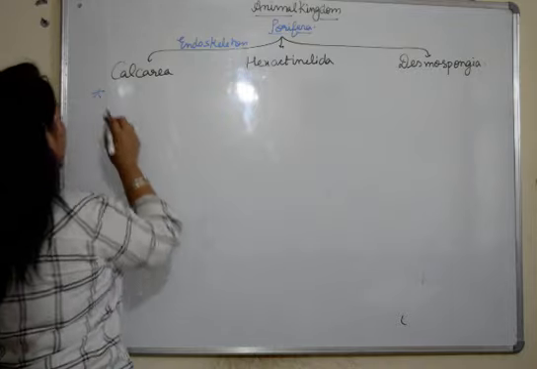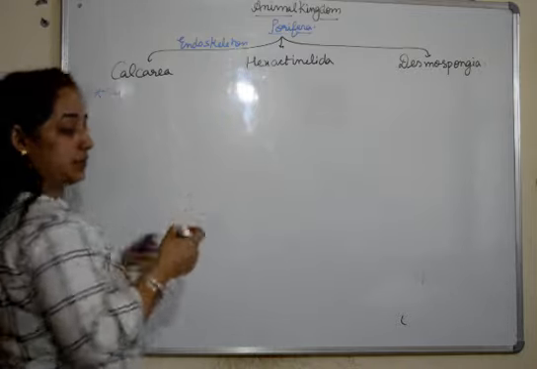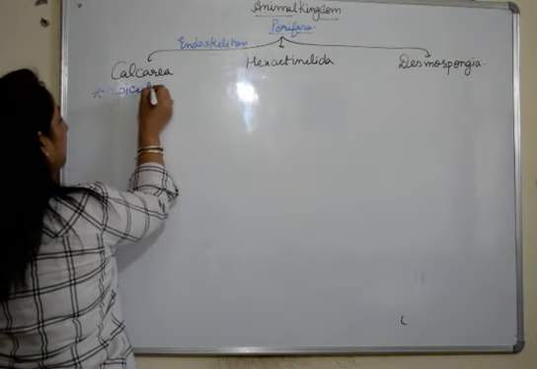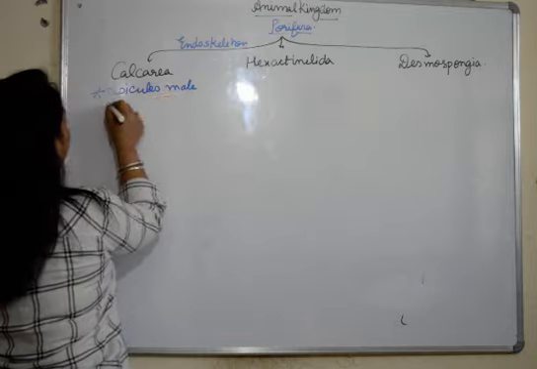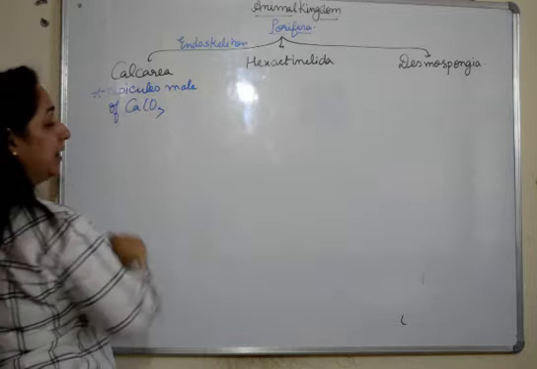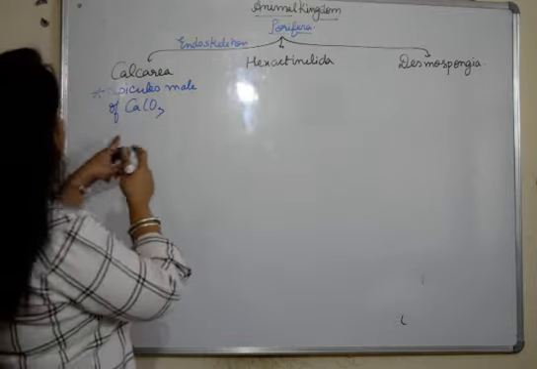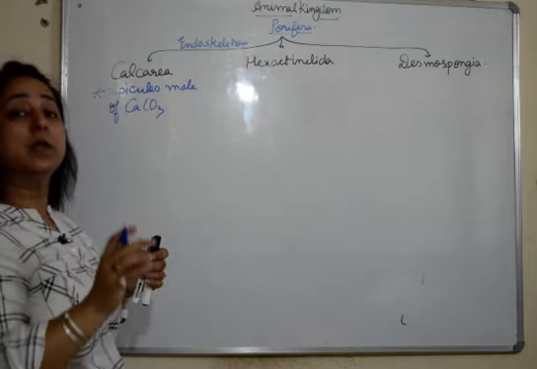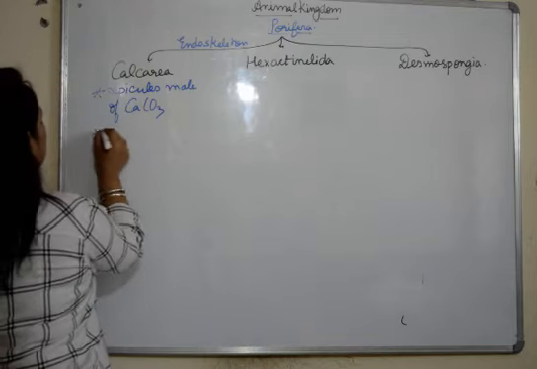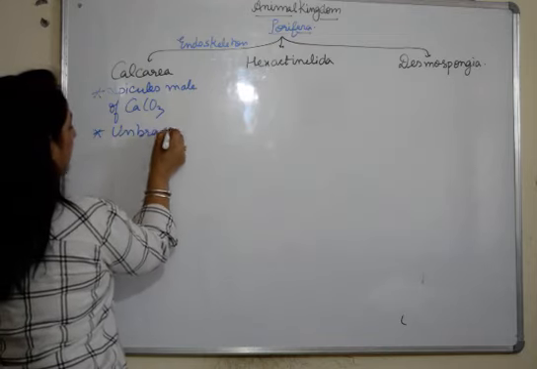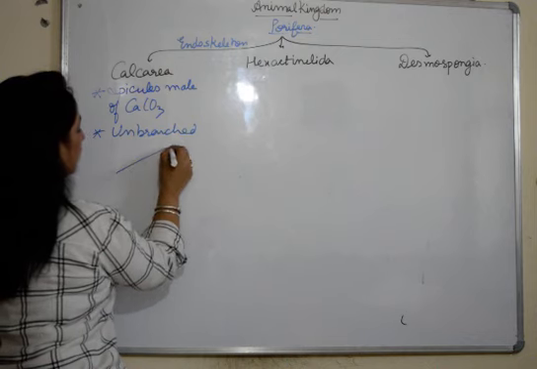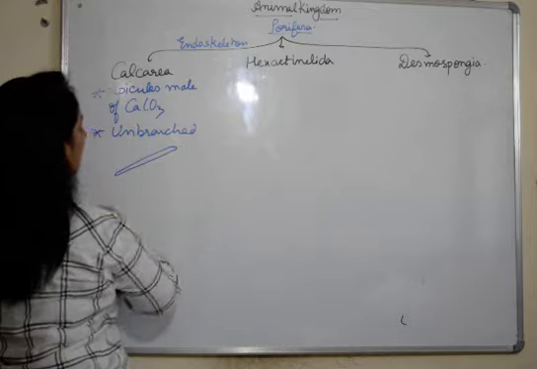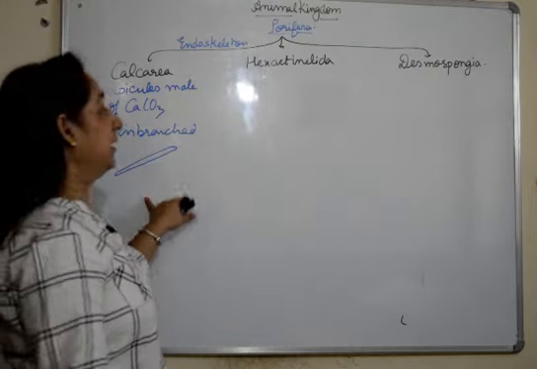Calcarea are the ones which have spicules made of calcium carbonate. Fine. So they have calcium carbonate spicules. They are calcareous in nature, and the spicules are unbranched. If you see the structure of the spicule, it will be an unbranched spicule. So they are calcarea.